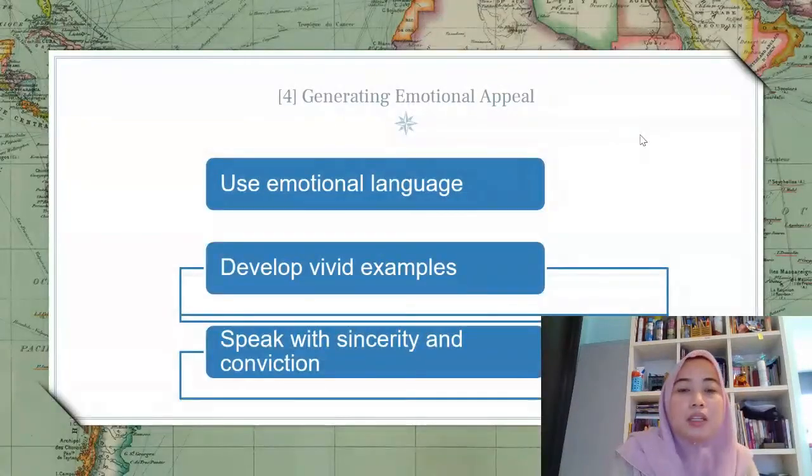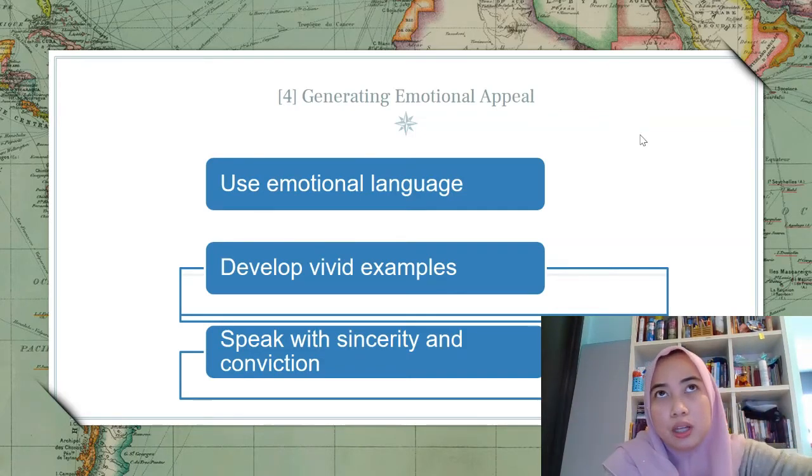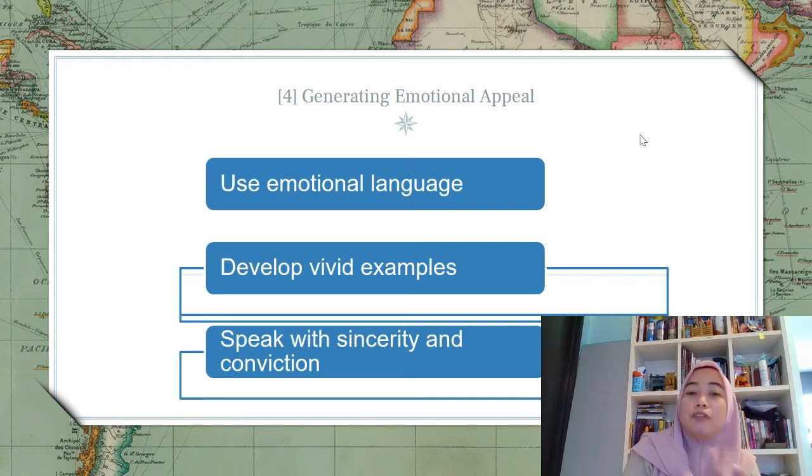One thing that you have to understand when you want to use appeal to emotion is that it is a skill in public speaking, because you need to be able to have your audience feel whatever you are feeling about the topic itself. So you have to use emotional language. How do you do that? By developing very good, very vivid examples, and you have to speak with a lot of sincerity, conviction and passion. Then people will be able to connect to whatever you're saying.